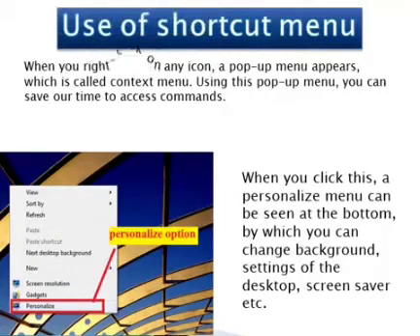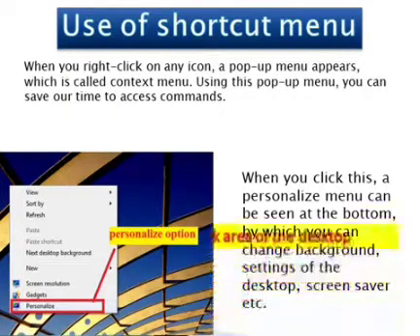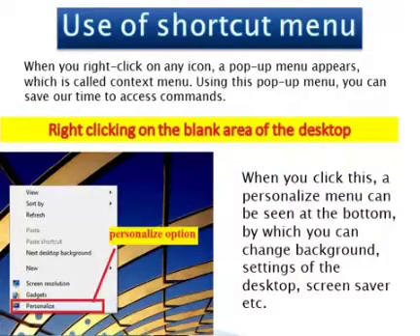How to use the shortcut menu. When you right click on any icon, a pop-up menu appears which is called the context menu. Using this pop-up menu, you can save time in accessing commands. When you click this, a personalize menu can be seen at the bottom, by which you can change the background settings of the desktop screen, etc. Right click on the blank area of the desktop.